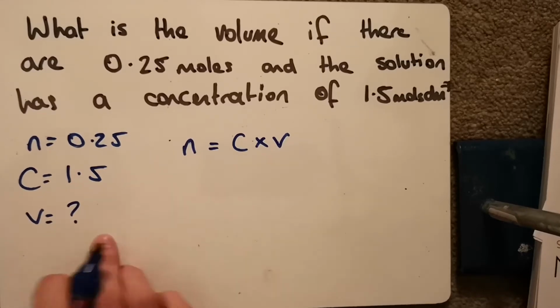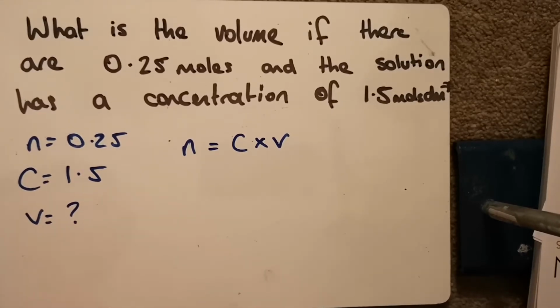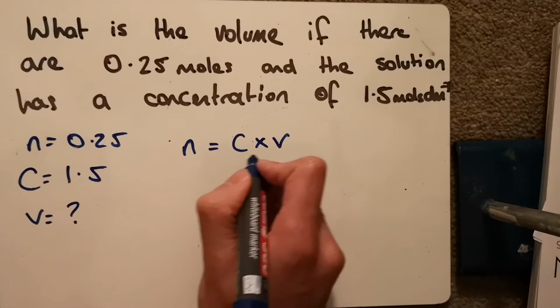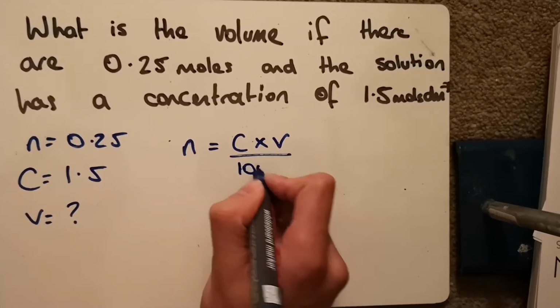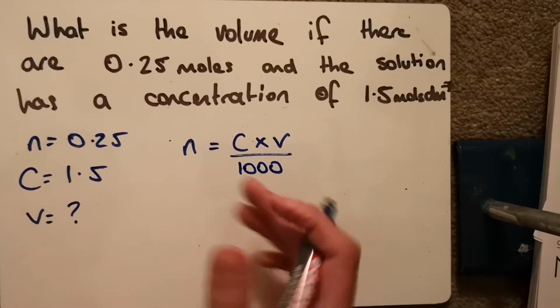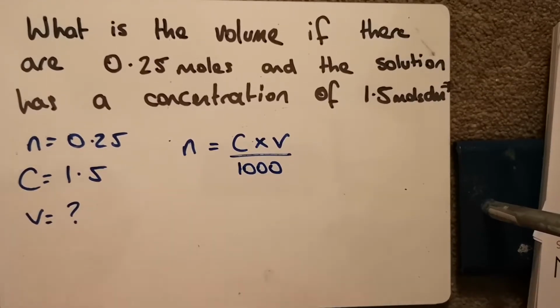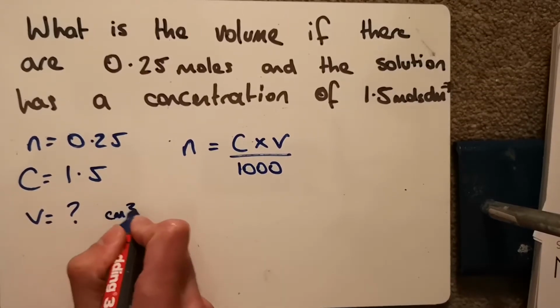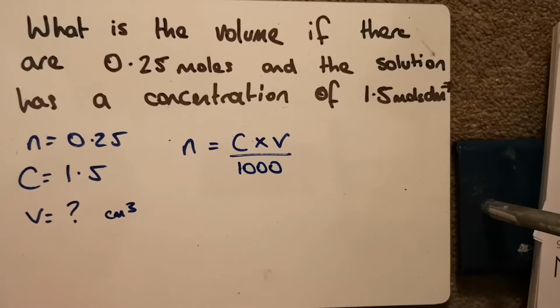So I'm quite happy to work it out in decimetres cubed, but just for consistency, because I have it in the other two, I'm going to put the 1,000 in there anyway. This time, if I've got the 1,000 in there, then I'm going to work out the volume in centimetres cubed. So my final number that I work out here, the units, will be centimetres cubed.